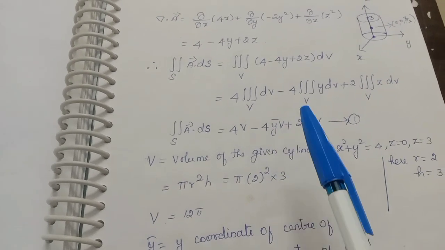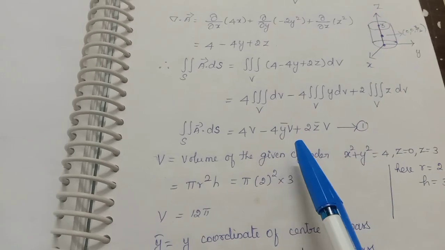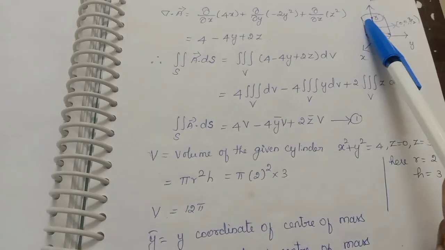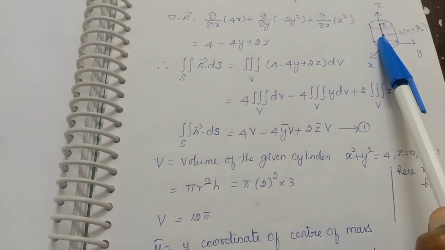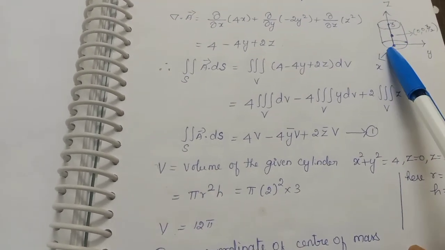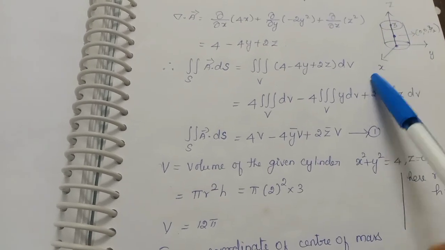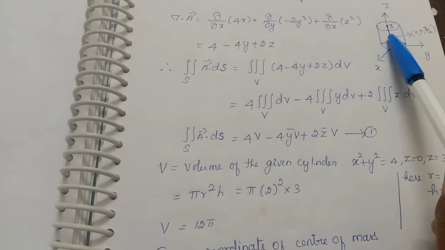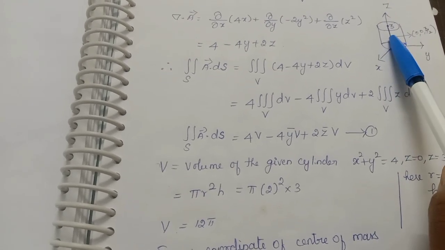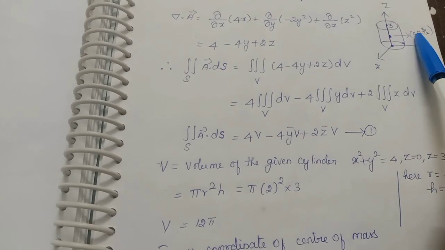Already I told you the center of mass of any uniform solid always lies in the center. Here the cylinder is along the z axis. It starts from z equal to 0. This is the point z equal to 0 and this is the point z equal to 3. So this will be the midpoint, which I have marked here. That is where the center of mass lies. So on the z axis, x value 0 and y value 0.